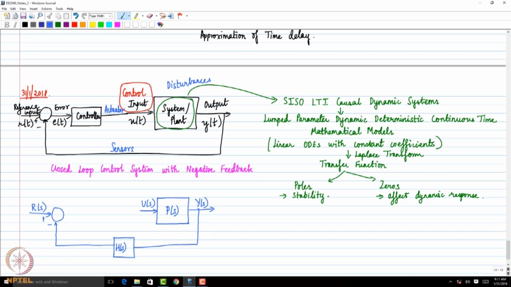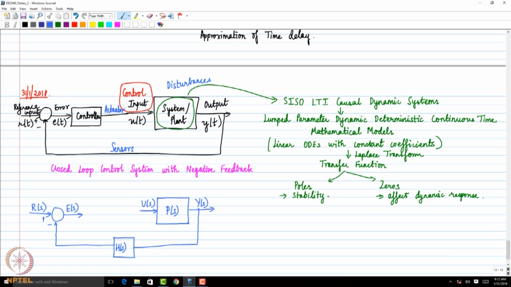Let me draw this diagram. What does H of S indicate? H of S is just a visualization of any mapping that comes in the feedback path, okay? Then let's say we call the Laplace transform of the error E of S.